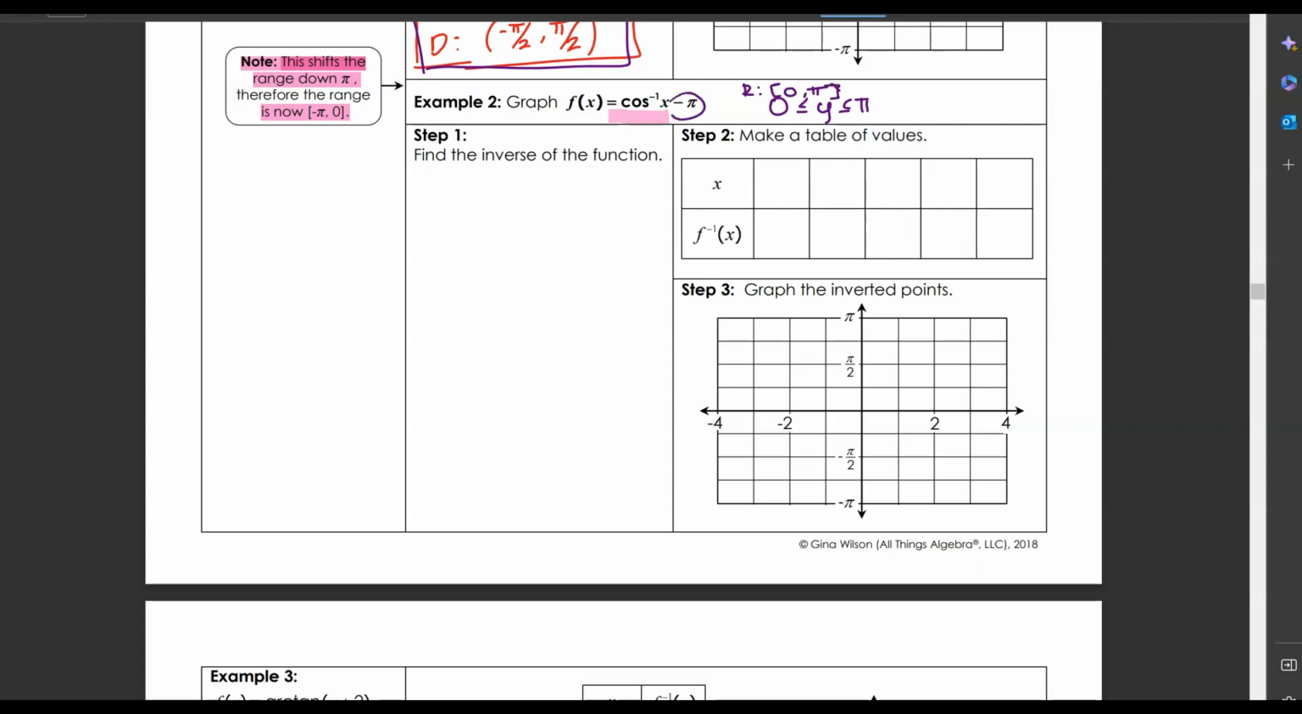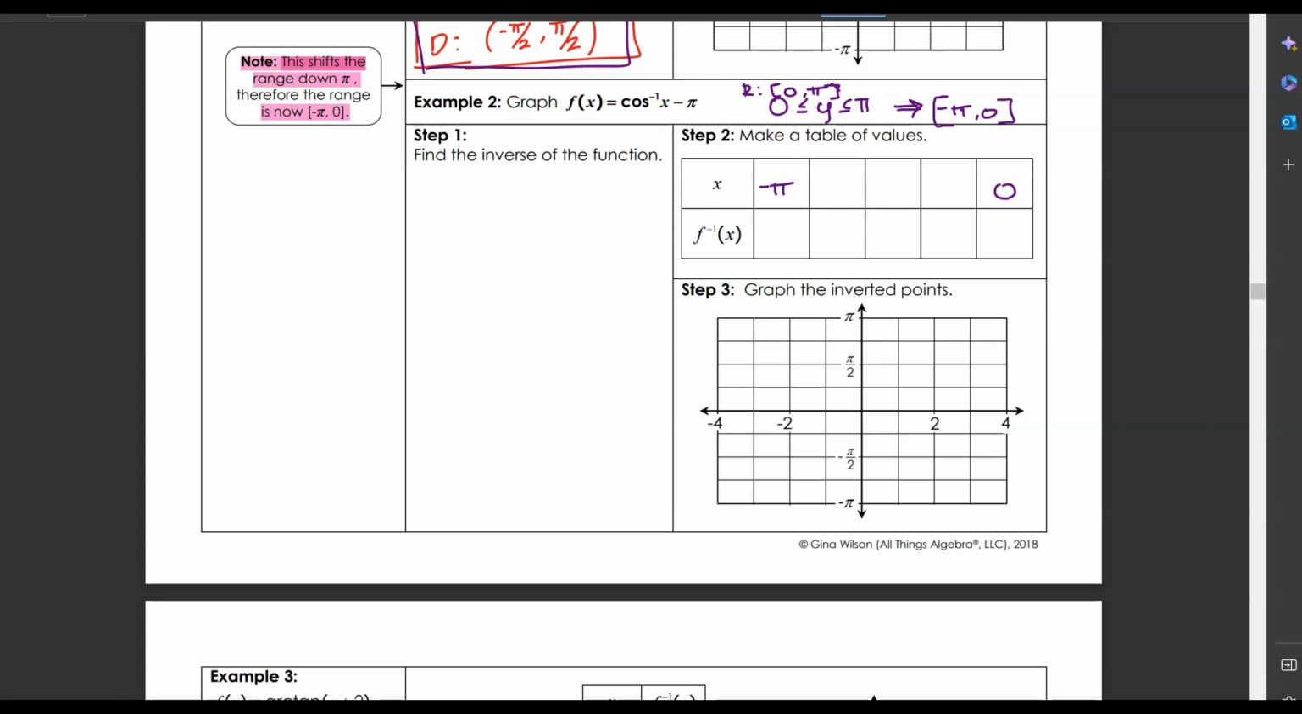Now, because we have this minus pi over here, I do want to take a moment to acknowledge that parentheses are important. So this is saying one thing, which is now a horizontal shift. But here, because I don't have these parentheses, it's really saying the inverse cosine of x, minus pi. So this negative pi here is going to be a vertical shift. Because of that vertical shift, it's going to transform my range to negative pi to 0. Okay, so that's going to be my new range. So we are going to be exploring negative pi to 0.